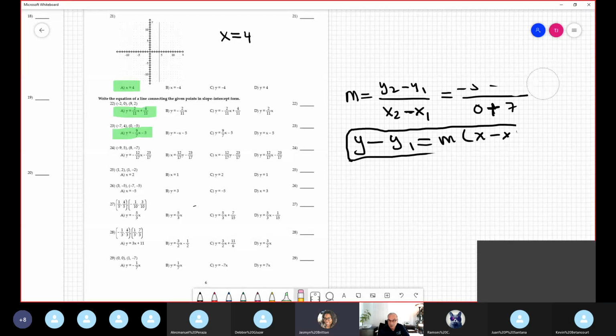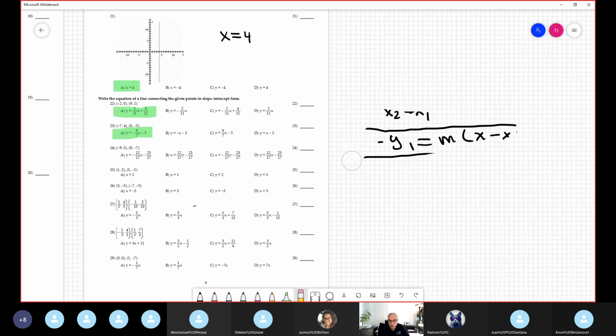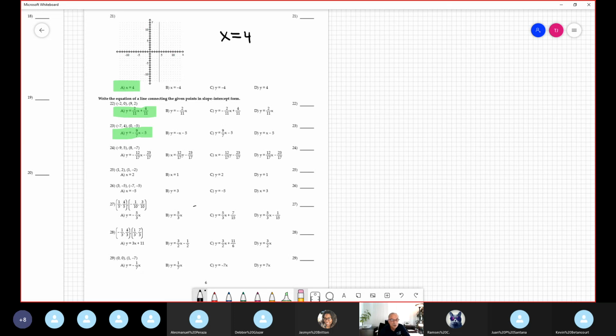Okay, let's move on to number 24. I want you to copy. 24 is (-9, 5) and (8, -7). Remember, step 1, compute the slope. Step 2, determine the formula. In this case, there's no special point, because a special point is when the first component x is 0. It's a y-intercept, but in this case, no y-intercept is given.